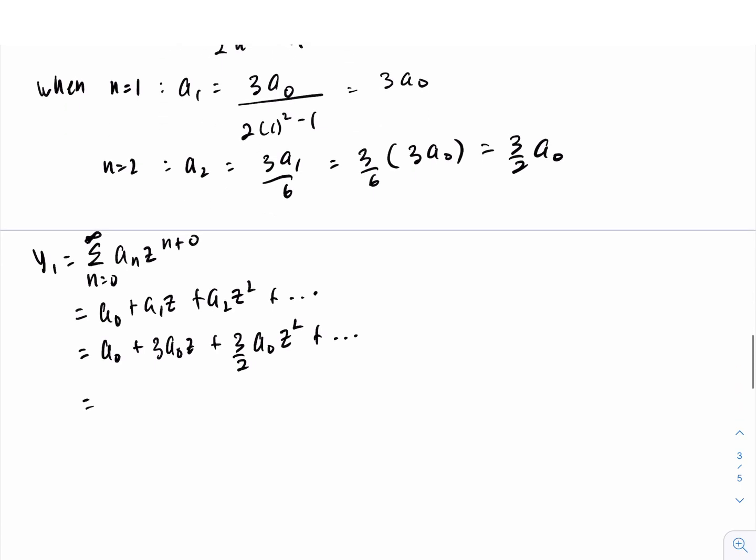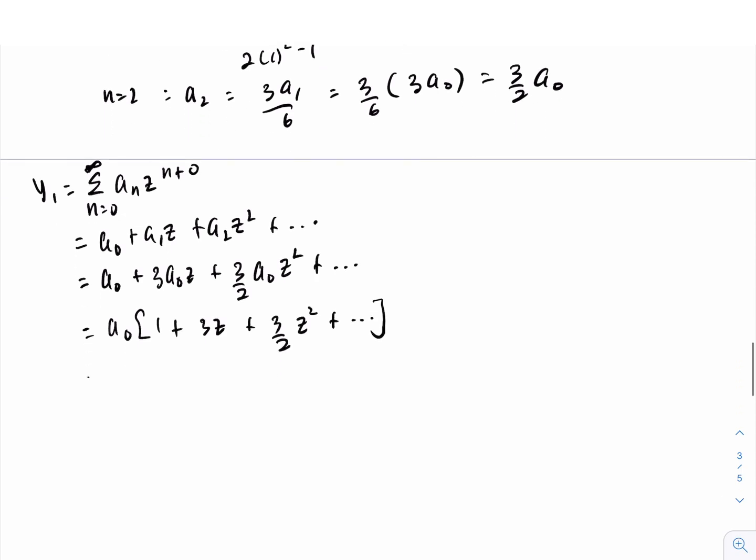Or we can factorize a0 if you want: 1 plus 3z plus 3 over 2 z squared. Finally, we have to change our z to 1 over x. So we have 1 plus 3 over x plus 3 over 2x squared, and so on. So this is our first solution.